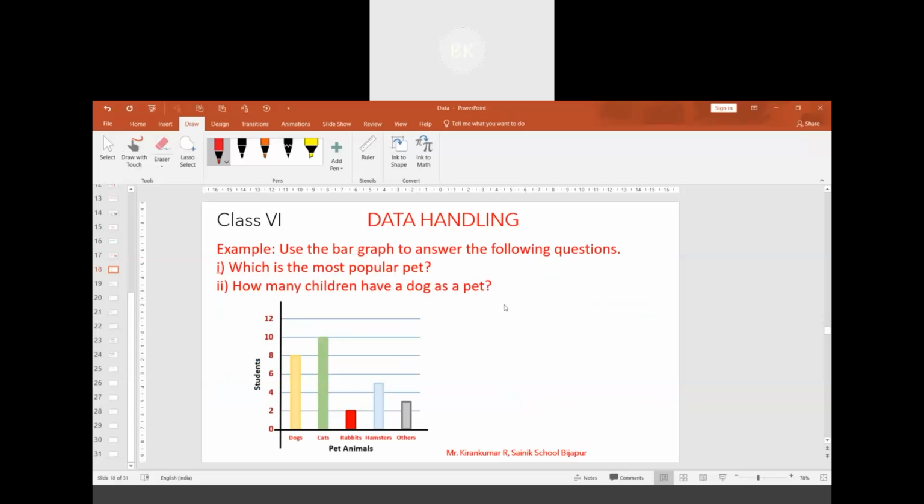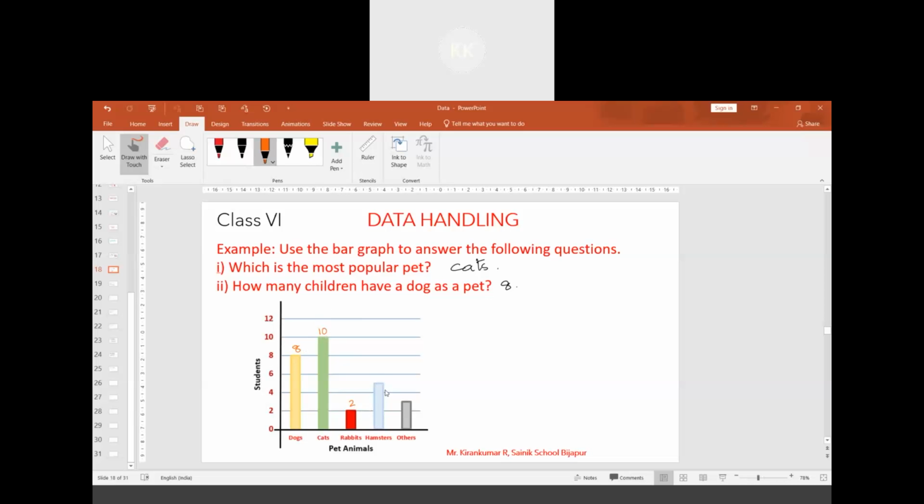Here you just observe the graph. This is a graph of pet animals and the number of students. Which is the most popular pet? Cats, sir. How many children have a dog as a pet? 8 students. Suppose I ask you all the entries: dogs, how many? 8. Cats, how many? 10. Rabbits, how many? 2.